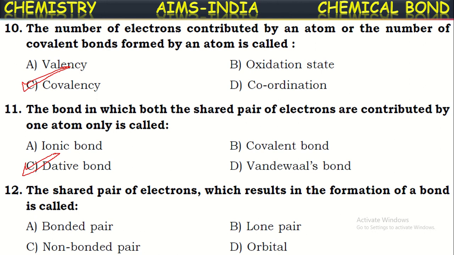Next one. The shared pair of electrons which results in the bond formation is called the bonded pair. The pair of electrons which participate in the bond formation are called bond pair of electrons. And if there are pairs of electrons in the valence shell of the central atom which are not participating in the bond formation, then they are called lone pair of electrons. If the pair of electrons is shared in the covalent bond, participating in the bond formation, then they are called bonded pair of electrons.